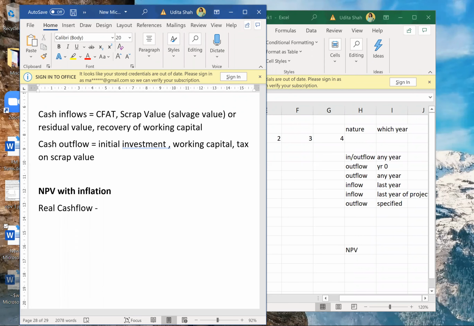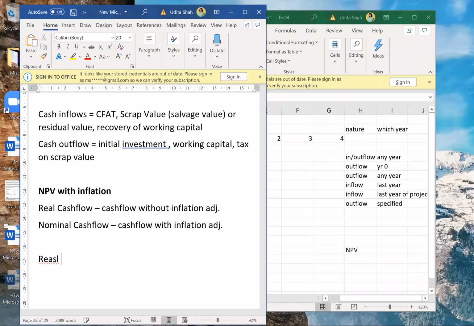What is the meaning of real cash flow? It is the cash flow without inflation adjustment. We had not seen any inflation adjustment in our previous problems, so that was my real cash flow. But from now on, we'll see the concept of nominal cash flow. Nominal cash flow means cash flow with the inflation adjustment. Fair enough?